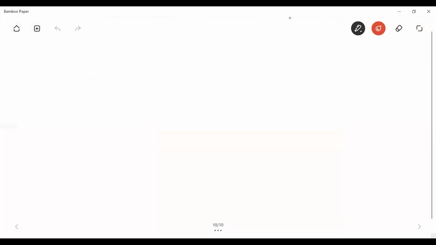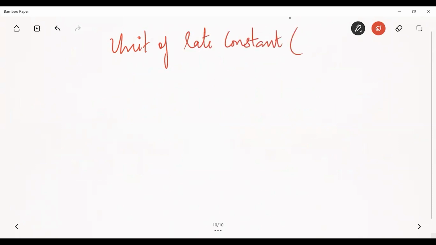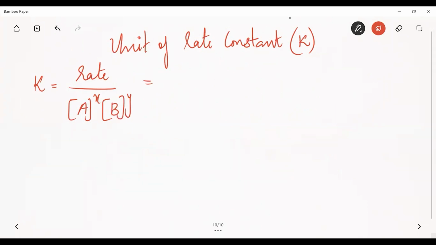Now moving to the next important topic, the unit of rate constant. Don't confuse rate and rate constant. Rate constant is K. How will you find the unit? So we know the equation K is equal to rate over concentration of A raised to x, concentration of B raised to y, right? And what is the unit of rate? We know it is mole liter raised to -1 second raised to -1.